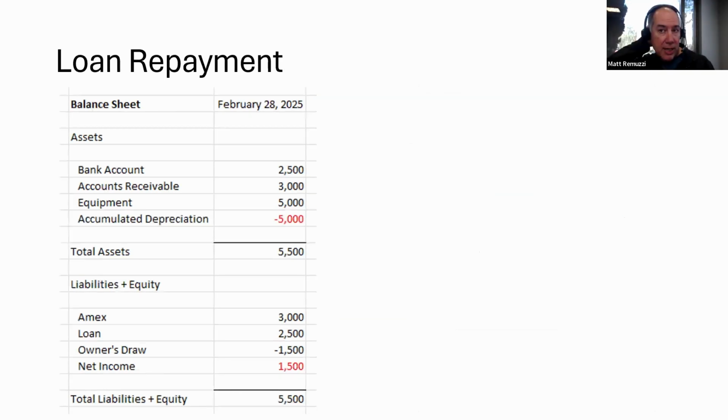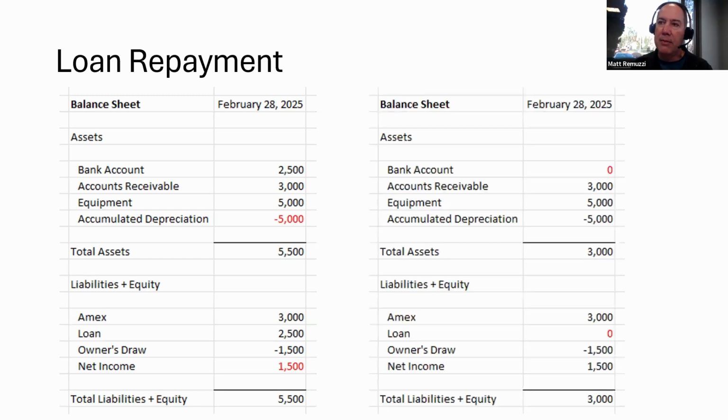All right, now let's look at how loan repayment works. So again, here's the same balance sheet with a $2,500 loan, and you'll notice in the bank account we have $2,500. Well, if we pay that loan down to zero with the money in the bank account, everything stays like where it should because the bank account is now zero, but also the loan is now zero. So again, everything stays in balance. Do you ever expect to see a loan that goes below zero? What does that mean? It would mean, in fact, that now instead of you owing them money, they owe you money, which normally never happens.